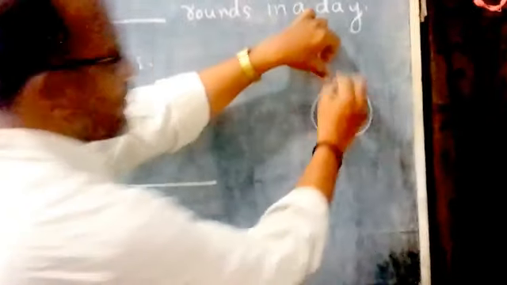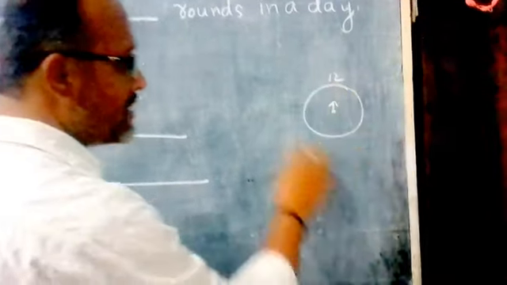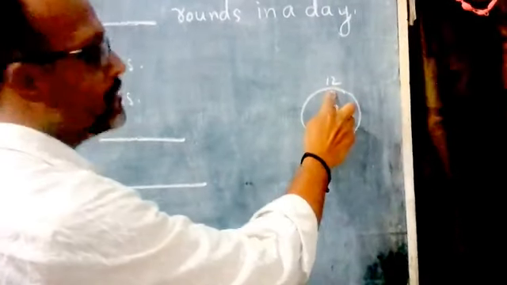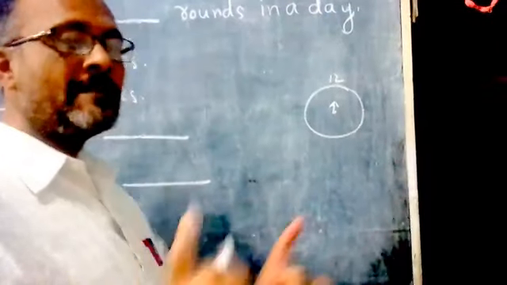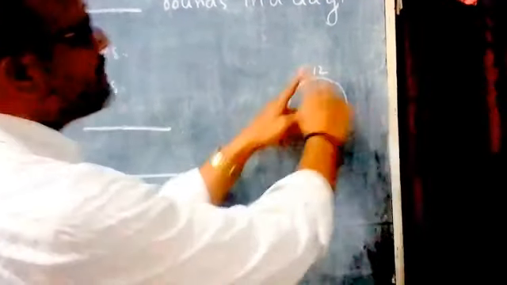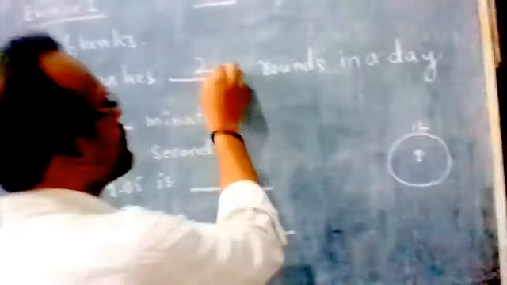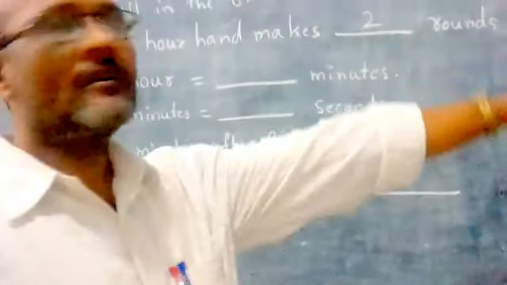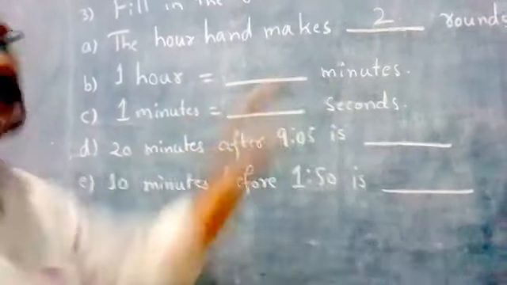For example, it is 12 o'clock now. When it takes one full round, it will be 12 hours. But that doesn't complete one day. One day means 24 hours. So to complete 24 hours, it has to go 2 rounds. The first answer is: the hour hand makes 2 rounds in a day.